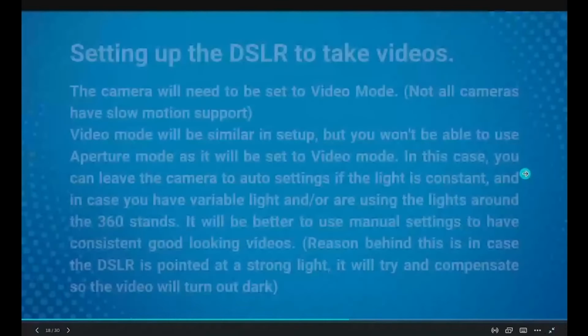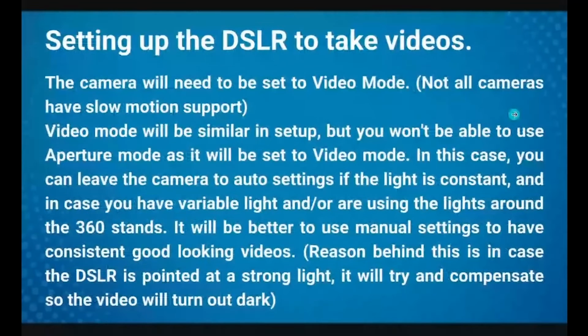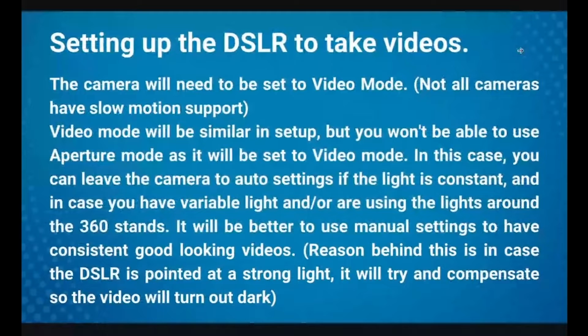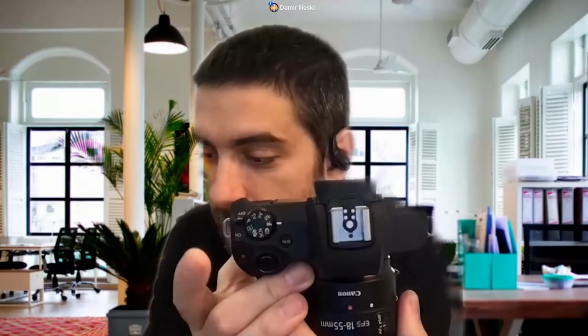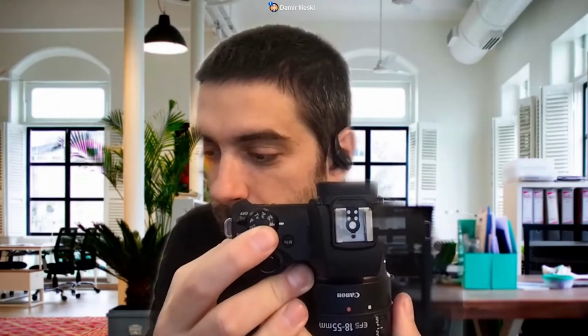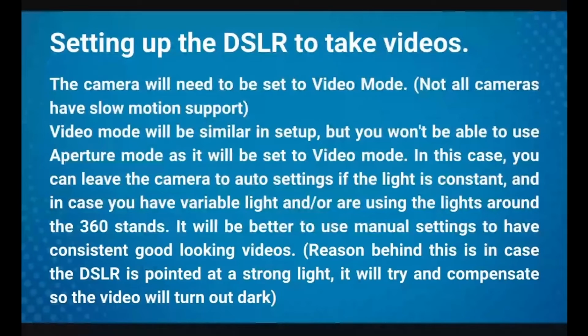Setting up the DSLR to take videos. The camera will need to be set to video mode. Again, it's on the same dial. This is mostly for mirrorless cameras. It will be on the same dial. You will see a small camera icon that will be on video mode. So the video mode will be similar in setup, but you won't be able to use aperture mode as it will be set to video mode.